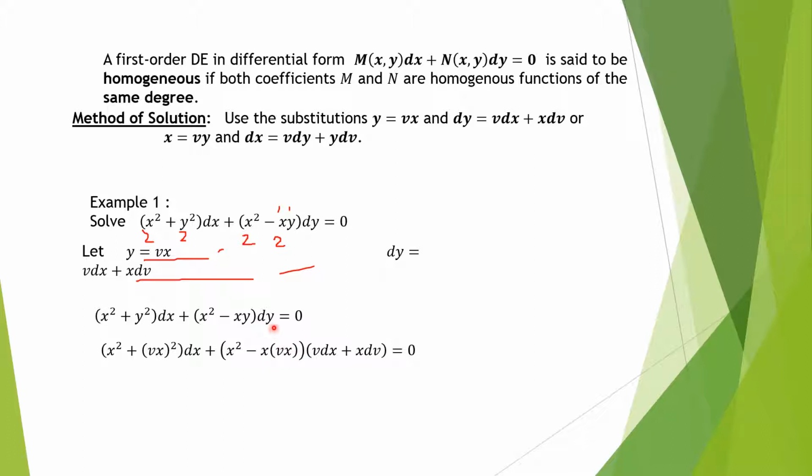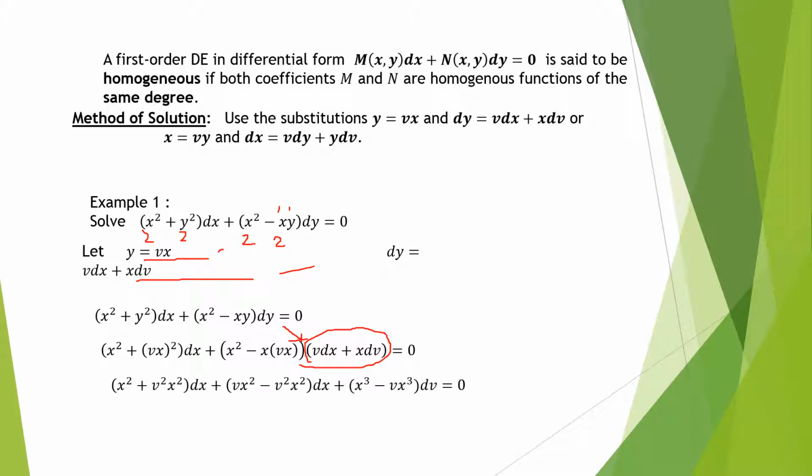And then transform dy by v dx plus x dv. So this is the transformation, remember, for dy. Okay, that is for dy. And then y is vx.